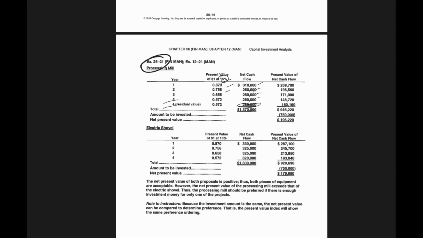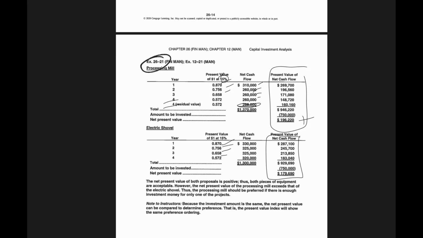Okay, so our net present value at the end of the 4th year is positive by $196,000. So we know that we're doing much greater than 15%. To what level? We don't know that. The electric shovel, again, calculate all the cash flows. And again, we also have a positive net cash flow, just slightly under the processing mill.